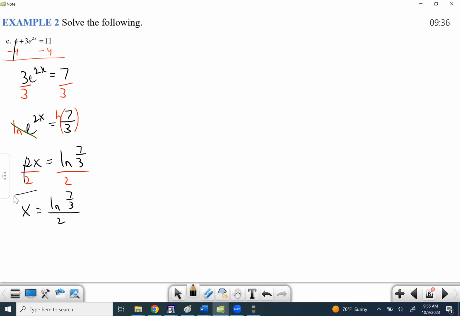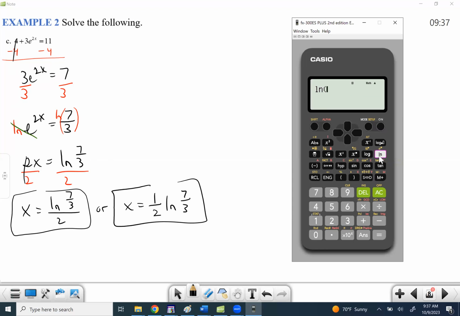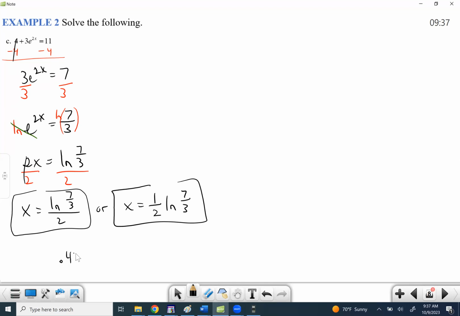So you can write it like this. I try to avoid the fraction within a fraction. So another way to write it, instead of saying divided by 2, you could say take half of it. That might be a little bit cleaner looking for some people. It might be uglier looking. Let's go put this in and see what this becomes. So we have the natural log of 7 divided by 3. And this is all going to be over 2. Okay, 0.4236 would be the approximate for this.